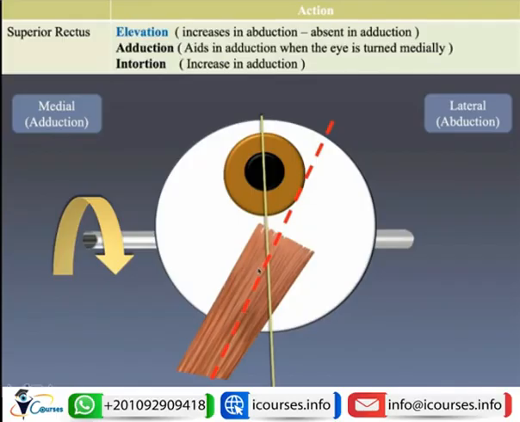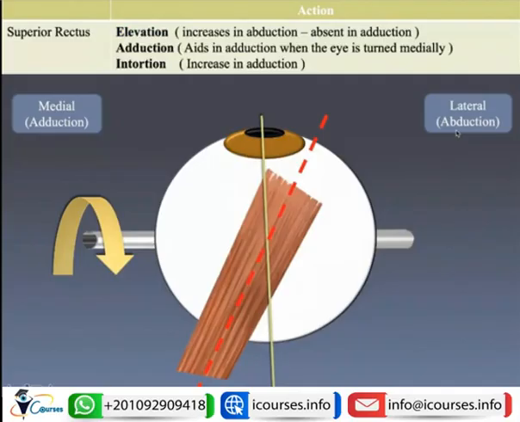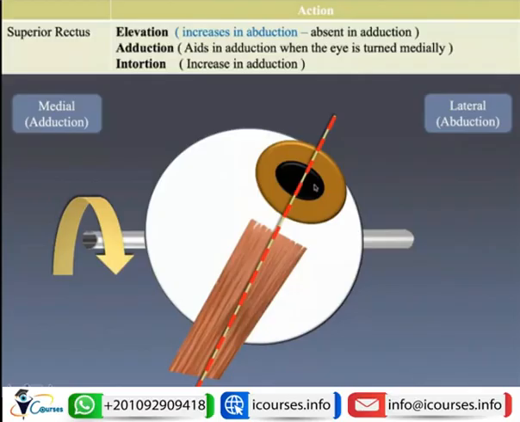The muscle will shorten by contraction, causing elevation of the globe upward. So the eye here is rotated along the x-axis. So what happens if the eye is adducted or abducted? Look here, this is the primary position again. When the eye is abducted, the axis of the muscle will be coincidental with the axis of the eye. So there will be increased elevation. So the elevation will increase in abduction.